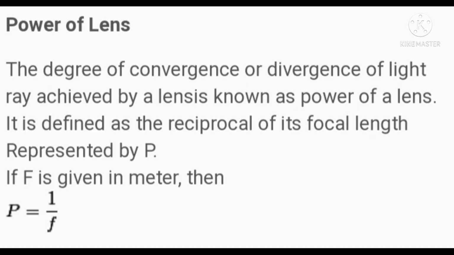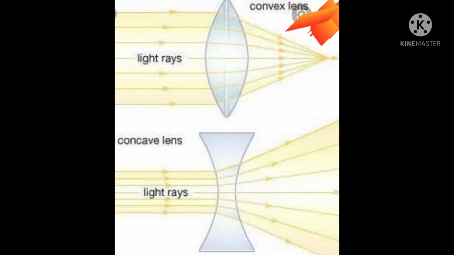Now the last topic, we have power of lens. What is the power of lens? The degree of convergence or divergence of light rays achieved by a lens is known as the power of a lens. That means it's a degree: how much the rays of light converge and how much they diverge. That is denoted by the power of lens. That means actually it's a degree of convergence or divergence of the light. How much the light diverges and how much it converges, we call the power of lens.